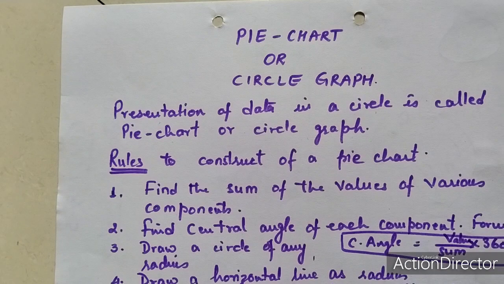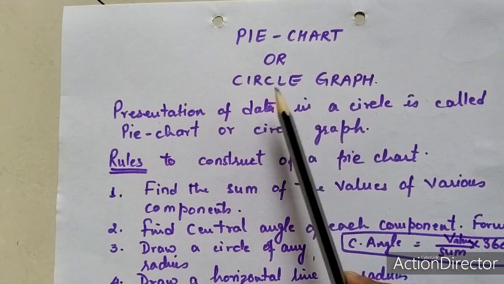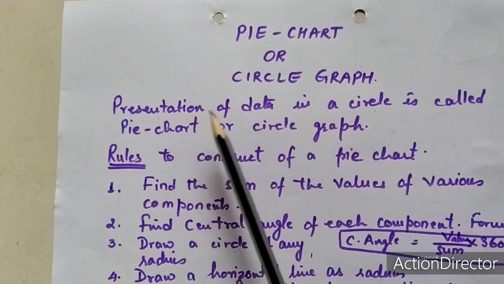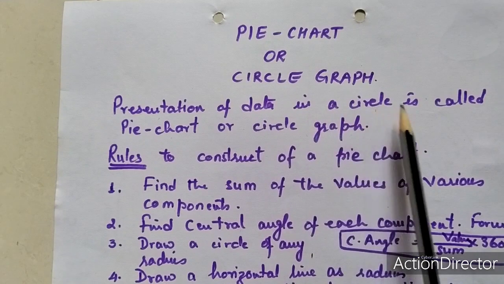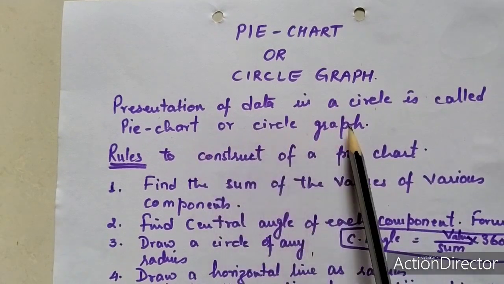be gap between bars. But the new presentation of frequencies, or we can say data, in a circle graph is called pie chart. That is new for you. So today I am going to explain about pie chart only. So first of all let me tell you what is pie chart. According to the definition, it is very easy to understand, pie chart is also called circle graph. That means the presentation of data in a circle is called pie chart or circle graph.